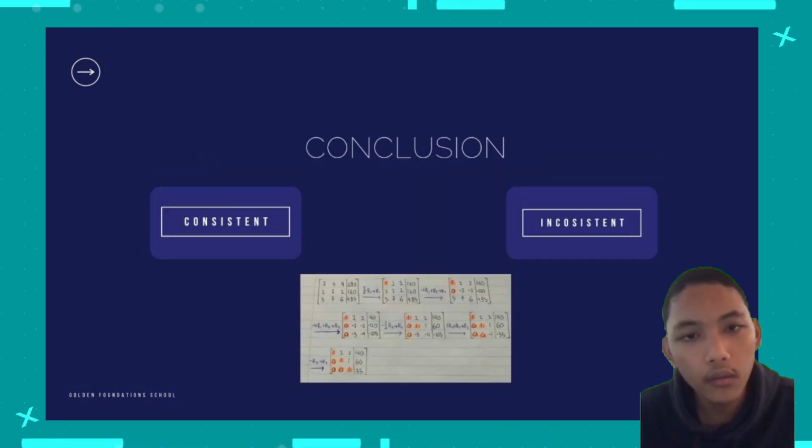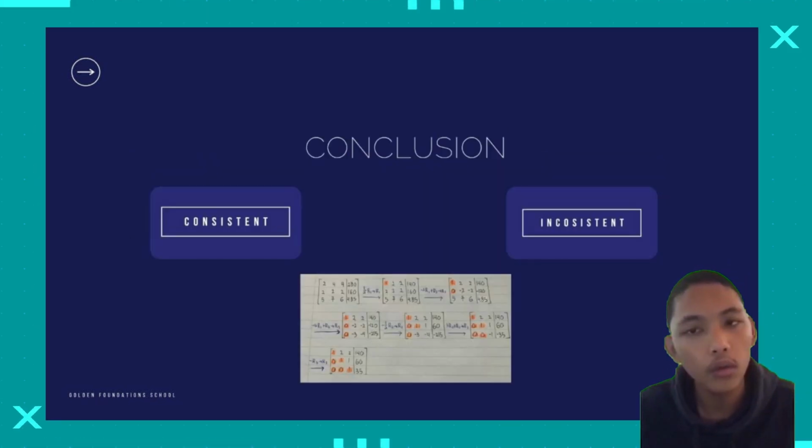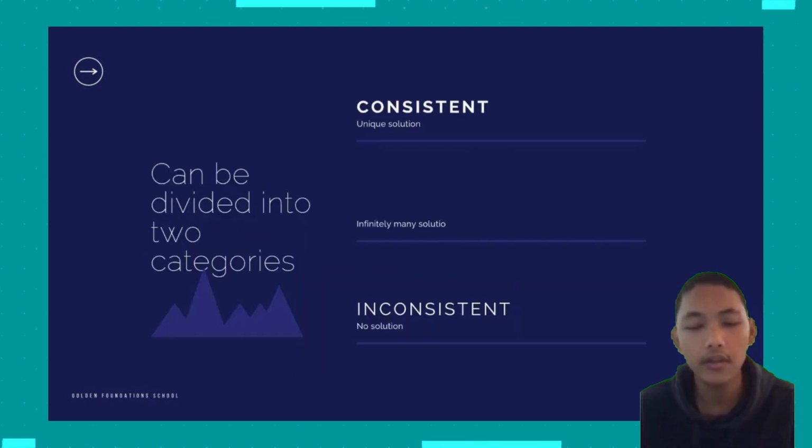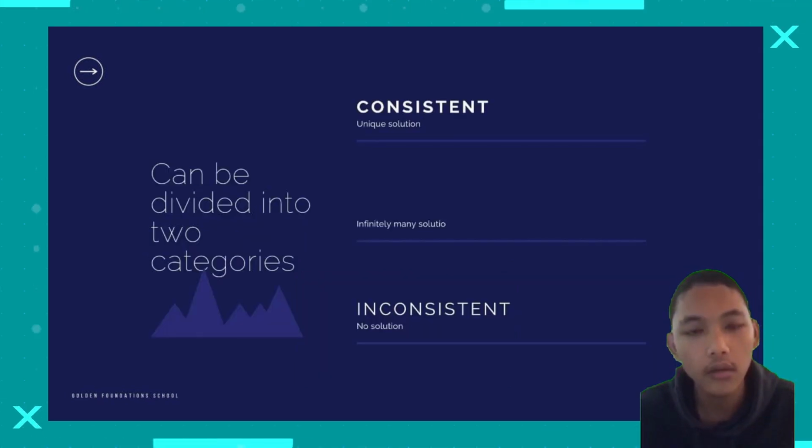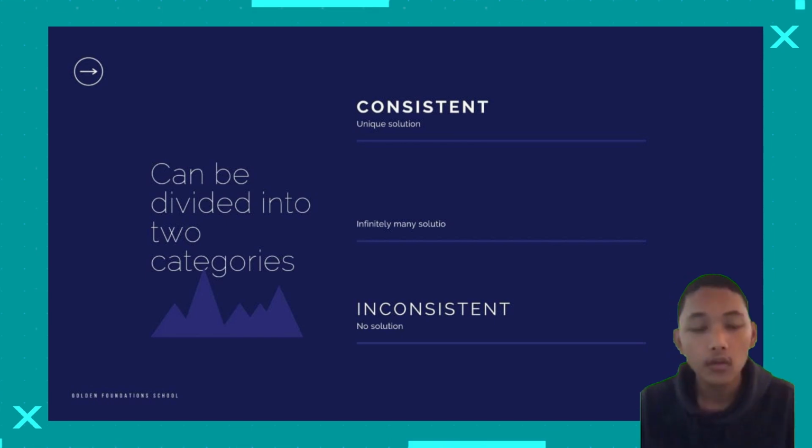The conclusion we got in this question is that the system will be consistent or inconsistent. We can get a consistent system, and we can also get an inconsistent system. So the answer can be divided into 2 categories, which are consistent and inconsistent.